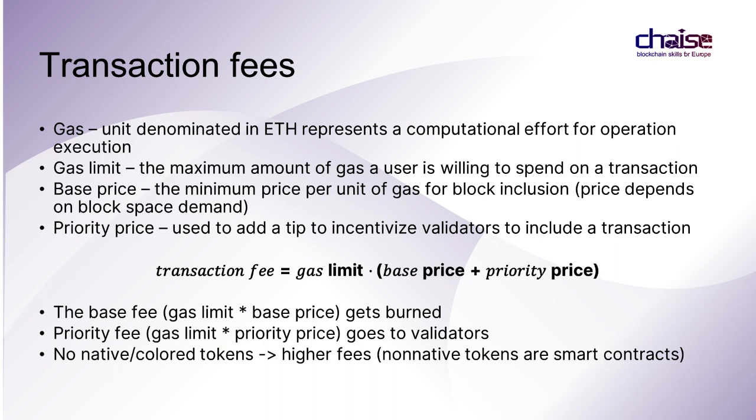Priority price is used to add a tip for validators to include a transaction in the next block. Transaction fee equals gas limit × (base price + priority price). The base fee, gas limit × base price, is burned, while the priority fee, gas limit × priority price, goes to the validator that includes the transaction in a block.